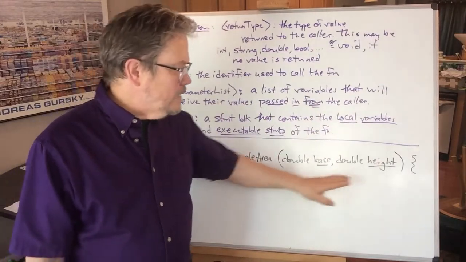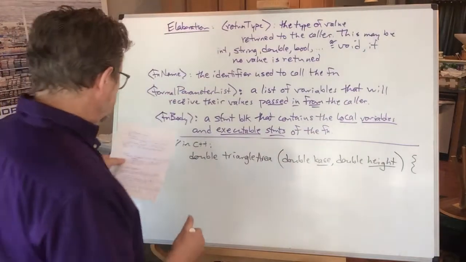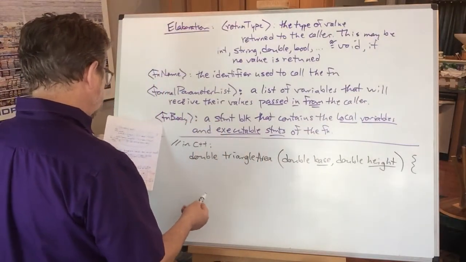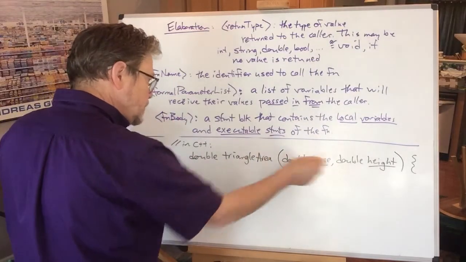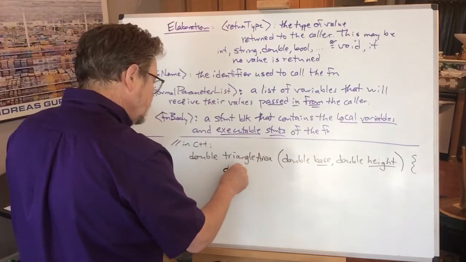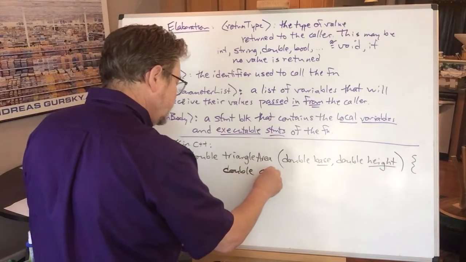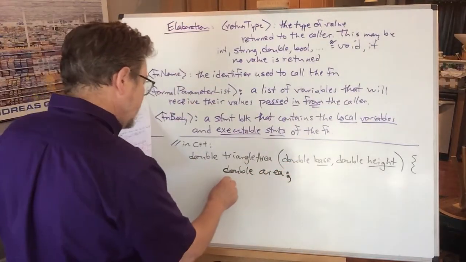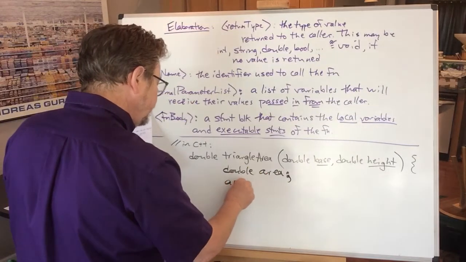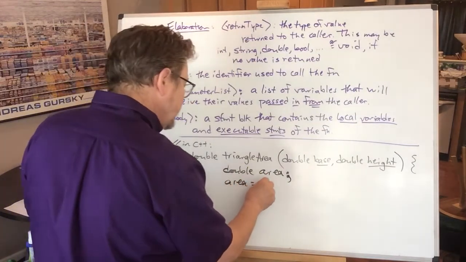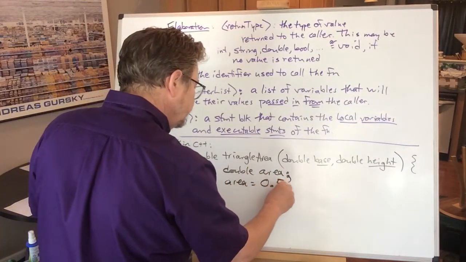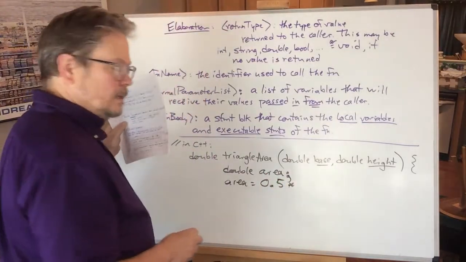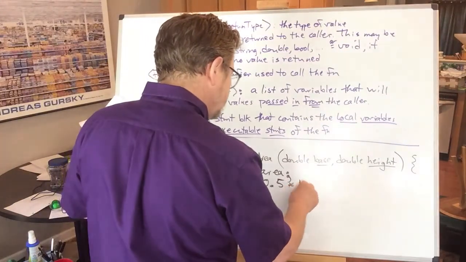These are the blanks that have to be filled in before we can do the job of the function body, which is where most of the action happens. Double, I'm indenting because I'm inside the curly brackets, double area, semicolon. And then some calculation. Area equals one half, but I write one half as 0.5 times, and that is an asterisk, a C++ multiply, times base times height.